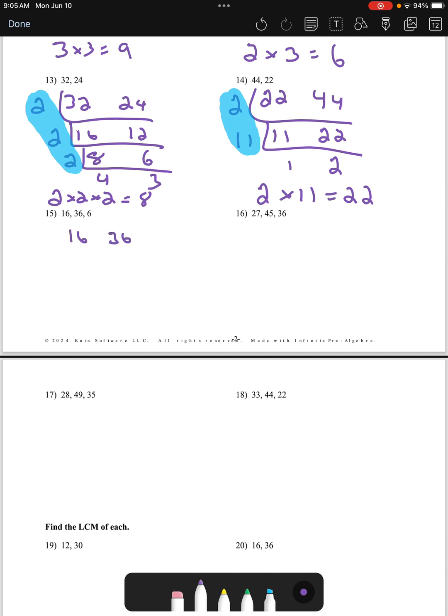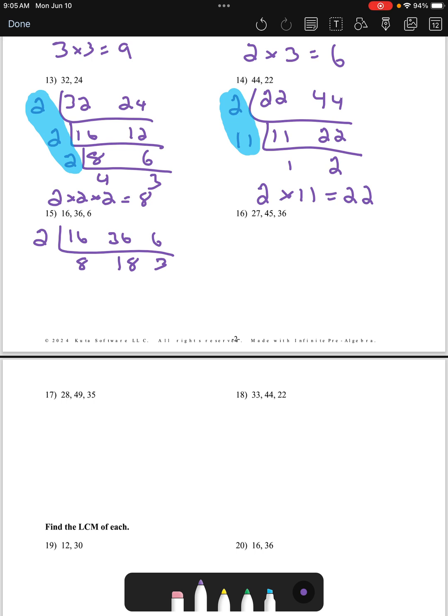Now here's why I really like the ladder. It works for groups of 3 as well. Will they all divide by 2? Yes. 16 divided by 2 is 8. 36 divided by 2 is 18. 6 divided by 2 is 3.